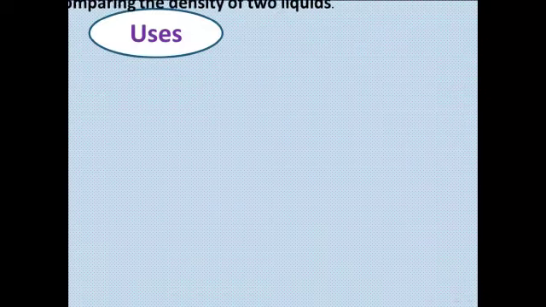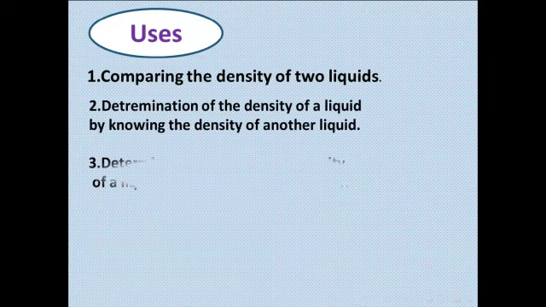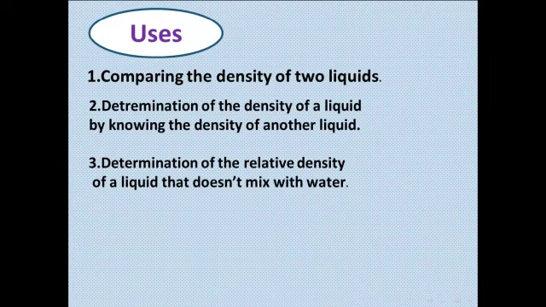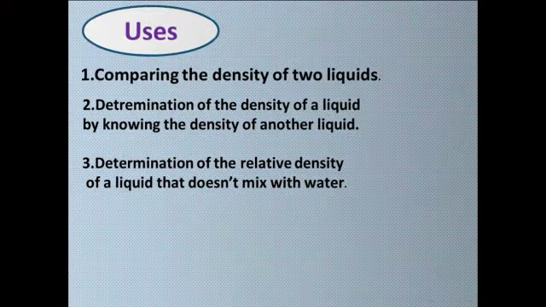So the uses of the U-shaped tube: number 1, determine the density of a liquid by knowing the density of another liquid. In the previous example, we determined the density of oil by knowing the density of water. Number 2, we determined in the previous example the relative density of a liquid. Number 3, comparing the density of 2 liquids, water and oil. Do you understand? Please take care of the third point.